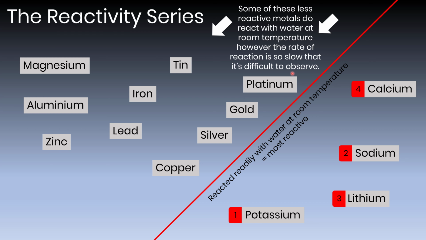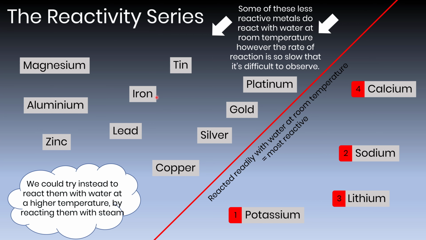In other words, there's only going to be a few bubbles coming off of them, and therefore it'll be very difficult to compare all of these if their rate of reaction is so slow. Instead, what we could do is try to react these metals with steam. That's water at a higher temperature. That would increase the rate of reaction to an extent where we could observe any differences between them.